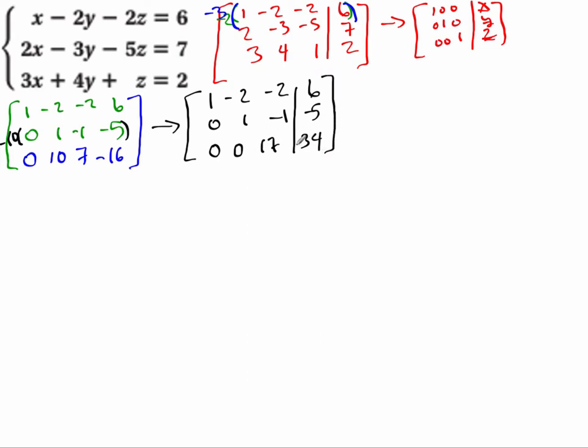Now, I want to solve this for 1. I want this right here to be 1, so I'm going to divide this. Let me switch pen colors. I'm going to multiply this by 1 over 17, the whole thing. When I do that, I'm going to get 1, -2, -2, 6, 0, 1, -1, -5, 0, 0, 1, and then lo and behold, this becomes 2. So I have my z value is 2.